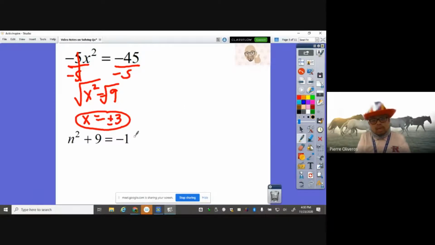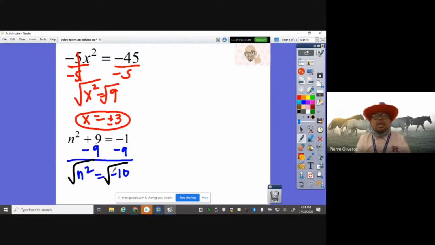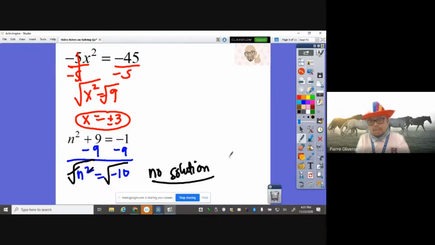n squared plus 9 is equal to negative 1. Minus 9 here, minus 9 there. n squared is equal to negative 10. Now, we take the square root of that, and every time you have a negative inside the square root, that is going to be impossible, or it's an error. So the answer there will be no solution. Again, let me repeat myself: every time we have a square root and a negative number there, that will be no solution, okay?